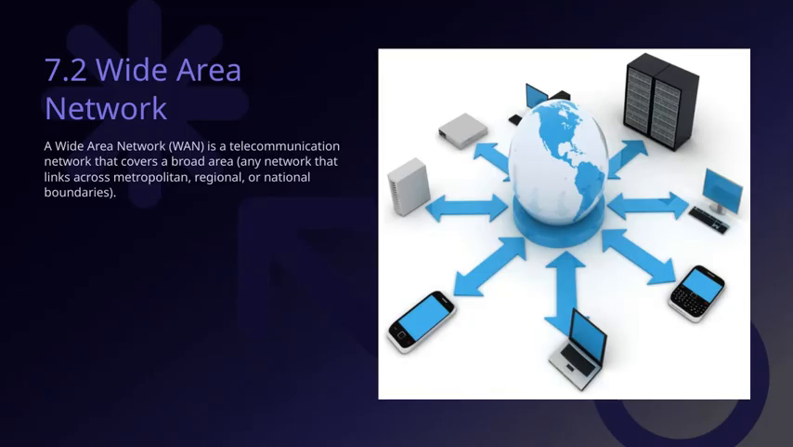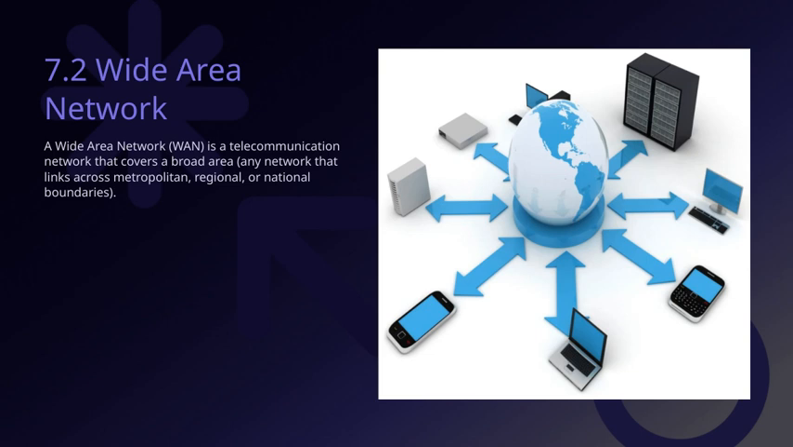Let's talk about wide area networks, or WANs for short. A WAN is a type of telecommunication network that covers a much broader area compared to local networks. Think of it as the network that connects different cities, regions, or even countries. It's the backbone that links together smaller networks across vast distances.